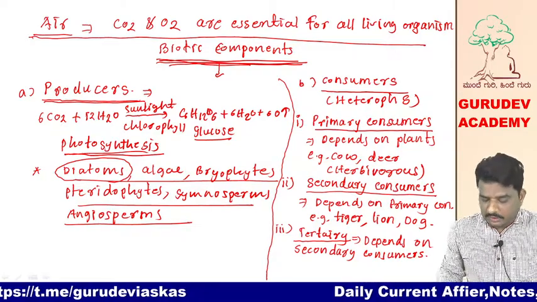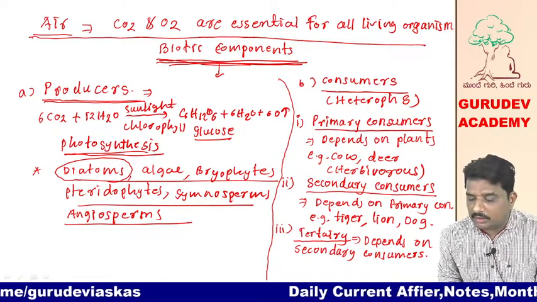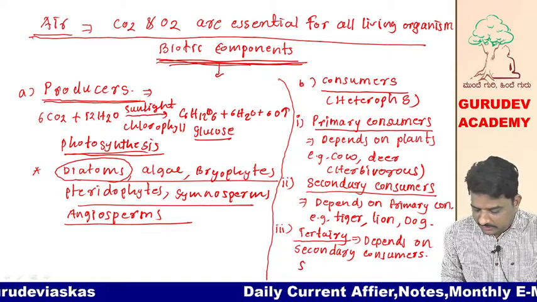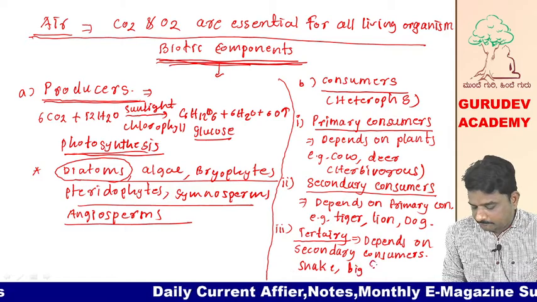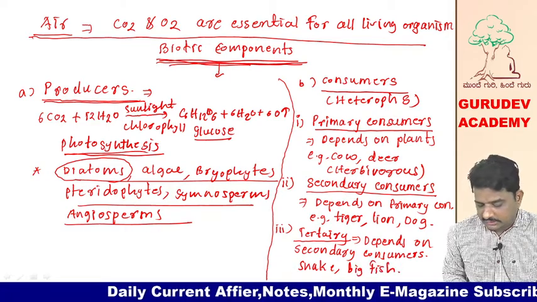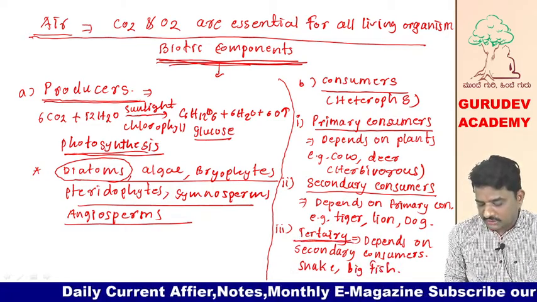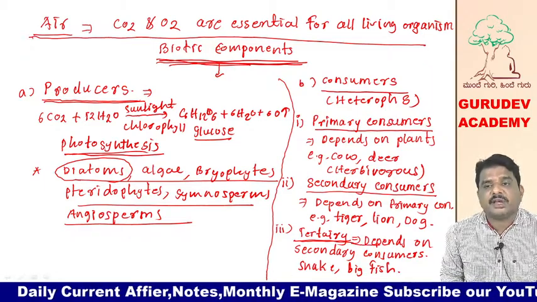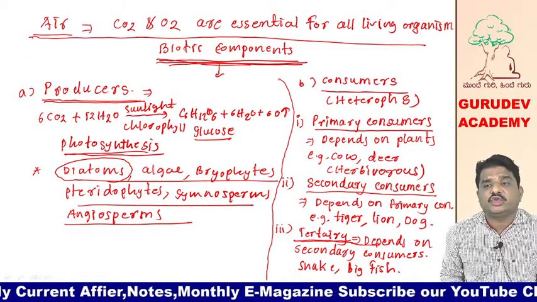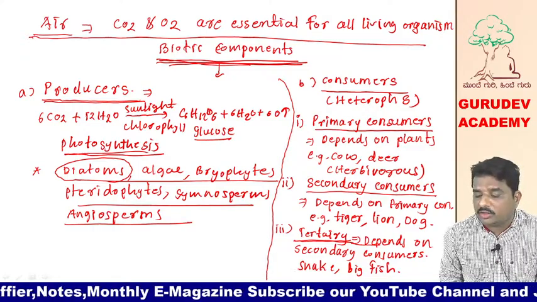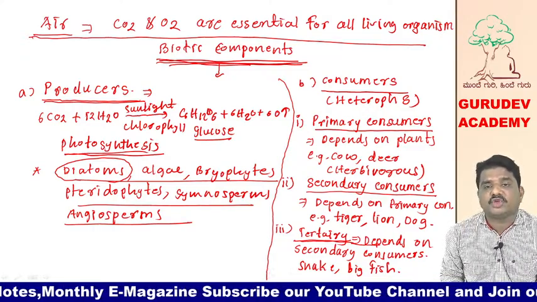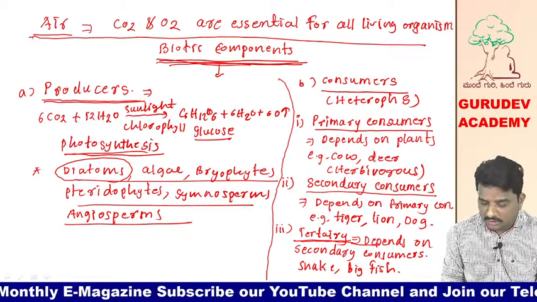Okay, tertiary consumers are the snake, big fishes, etc. These are called tertiary consumers. And sometimes in some ecosystems there are quaternary consumers like the hawk bird. These are called quaternary consumers, or we can say them as top consumers, top carnivorous.